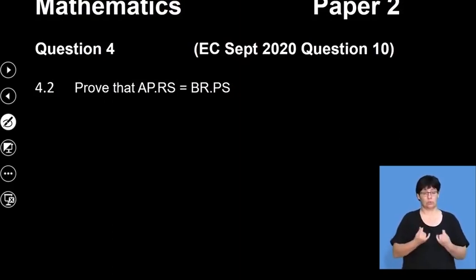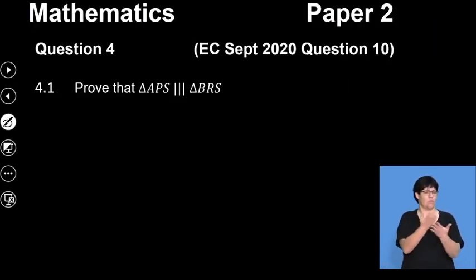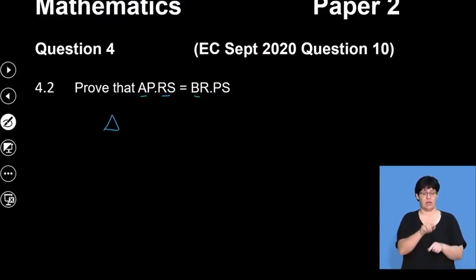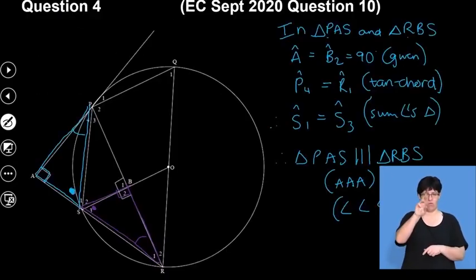Okay, and then the last question that we're going to do today is that we need to prove that AP times RS is equal to BR times PS. So if we look at what we've just proved, we've proved that triangle APS is similar to triangle, sorry, I'm just going to go back here, BRS.